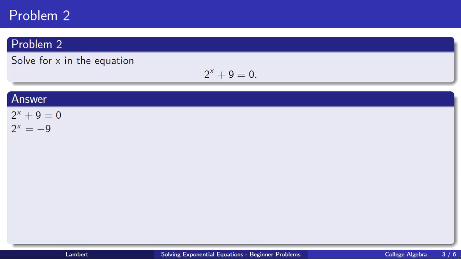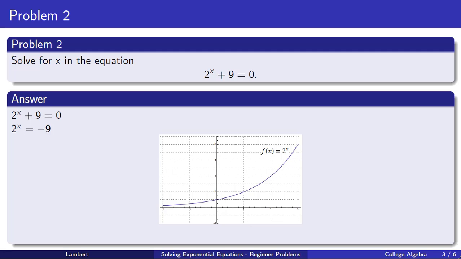But you have to think real quick. If we take a look at this graph of f of x equals 2 to the x, we're basically looking, when does the y value equal negative 9? But if you notice, the range of this function is only from 0 to infinity. So that means there's actually no solution since the range is 0 to infinity. So when you have a 2 to the x equals any negative number, that would be a no solution, just as in this case.